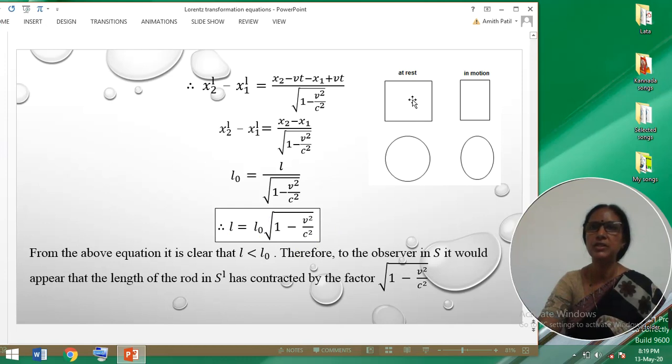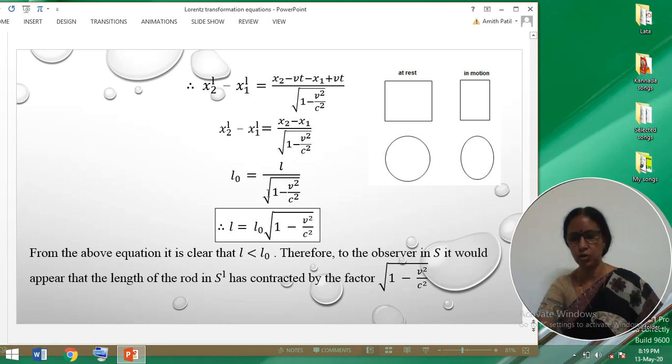Here I have mentioned some of the shapes. This is the shape of the object which is at rest in frame S'. If the frame S' is moving, or the object itself is in motion, then for the observer in frame S, it appears like this, contracted along the x direction but not along the y direction and the z direction. Similarly, I have mentioned another object that is circular in shape, and if it is in motion, it appears oval in shape. So this is all about the length contraction.